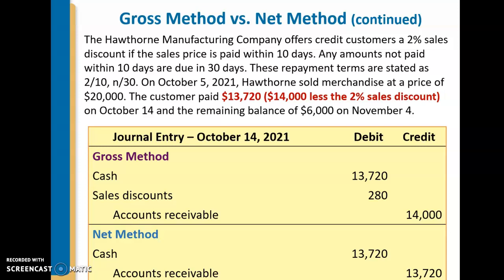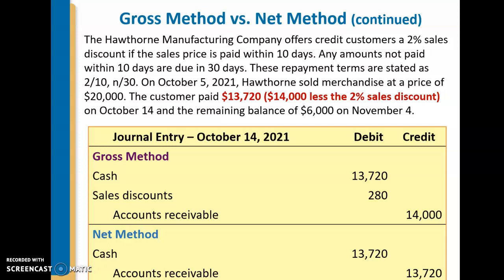But if all we did was debit cash for $13,720 and credit accounts receivable $14,000, we would not be in balance. That $280 debit, which is 2% of $14,000, has to be debited to a contra revenue account called sales discounts. Now our journal entry is in balance. Debit cash $13,720, debit sales discounts $280, credit accounts receivable $14,000.